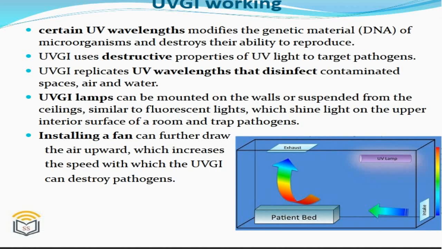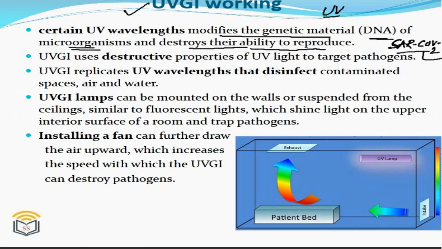So how is UVGI working? UVGI basically works by taking advantage of the beneficial properties of UV light. Certain UV wavelengths modify the genetic material, that is the DNA, of microorganisms, such as the recent SARS-CoV-2 virus. So they destroy its ability to reproduce.